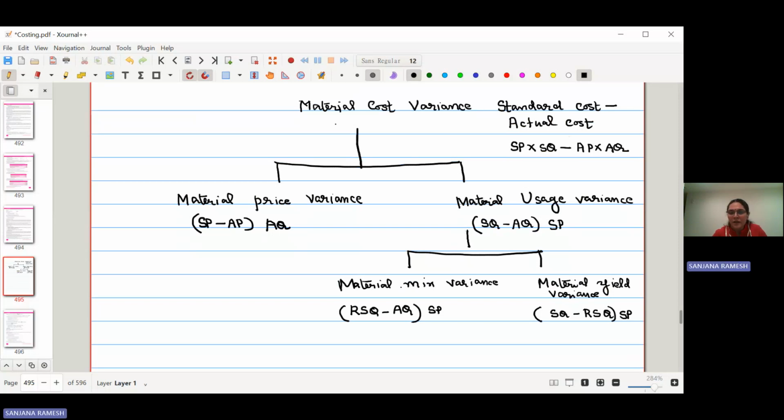Okay, we will take one example and we can reconcile that one. After finding out each of the variances, we can reconcile that. That means material cost variance is equal to material price variance plus material usage variance. Again, we can check whether material mix variance plus material yield variance also gives material usage variance. Okay, so we will take one example.